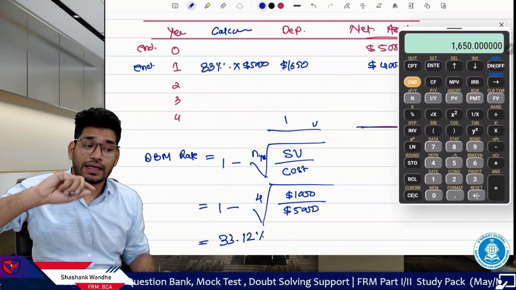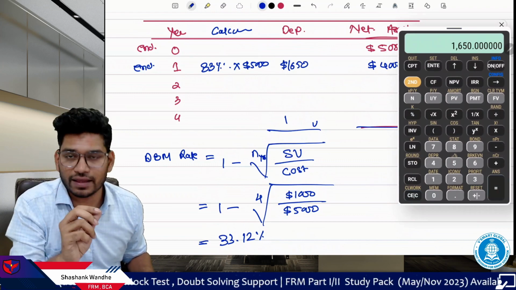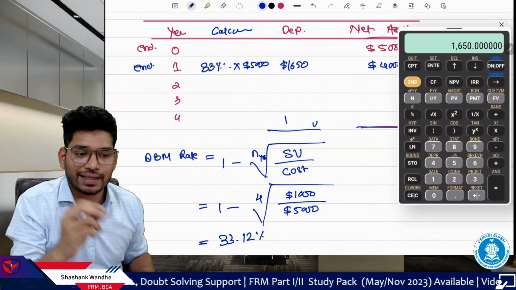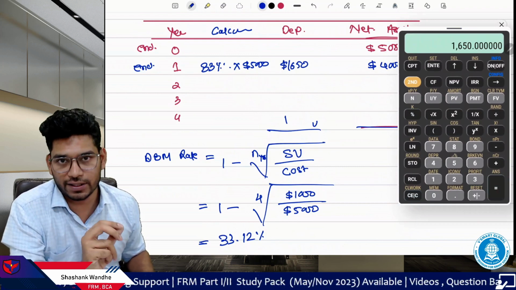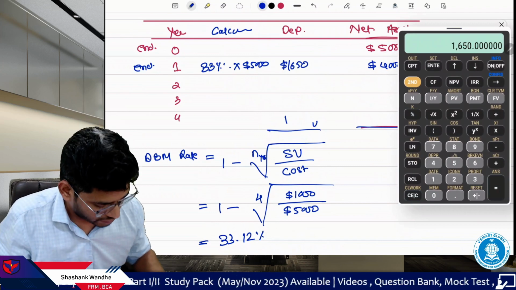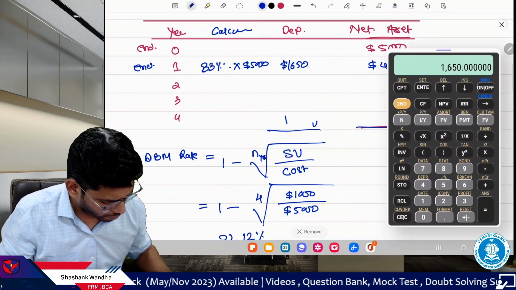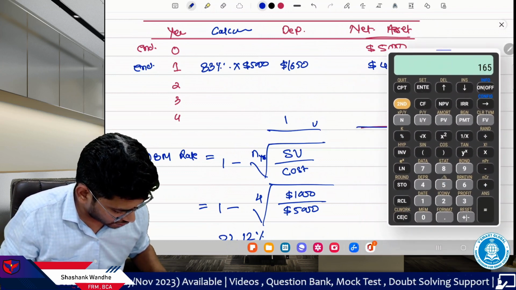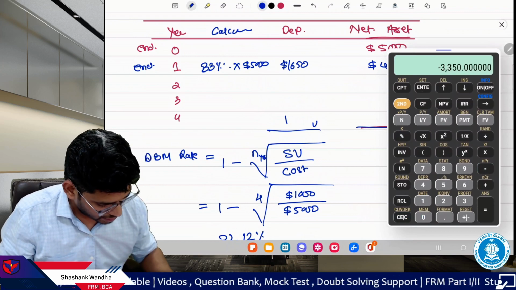Now if you recall the previous method, the straight line method, in that we depreciated $1,000. Instead, in the declining balance method, we are depreciating with $1,650. Now if you decline the asset balance by 1,650, so 5,000 minus 1,650, the answer is 3,350.